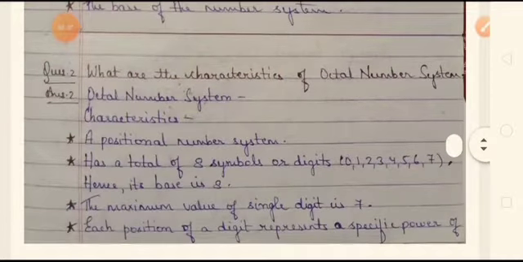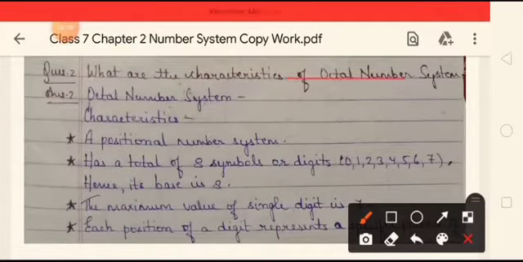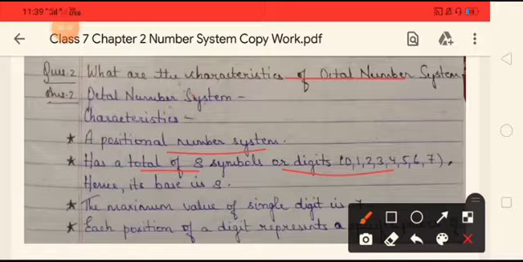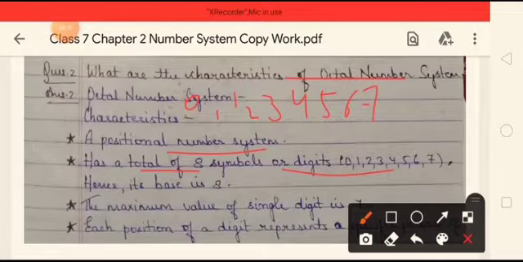Now let us move towards the second question. What are the characteristics of the octal number system? Here we have to tell the characteristics of the octal number system. It is a positional number system and has a total of 8 symbols or digits. The digits can be represented as 0, 1, 2, 3, 4, 5, 6, 7, and the maximum value of a single digit is 7.